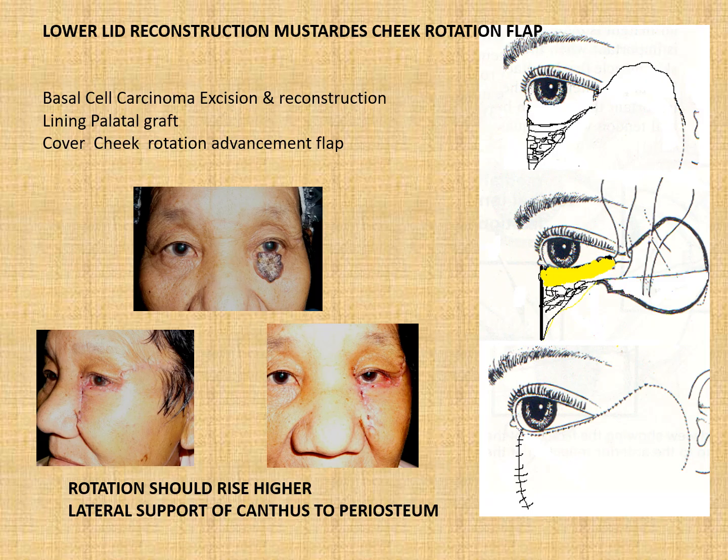Lower eyelid reconstruction using a Mustardé cheek rotation flap. A basal cell carcinoma was excised. Lining was provided with a palatal graft. For the cover, a cheek rotation advancement flap was utilized. The rotation should rise higher. Lateral support of the canthus to the periosteum must be provided.